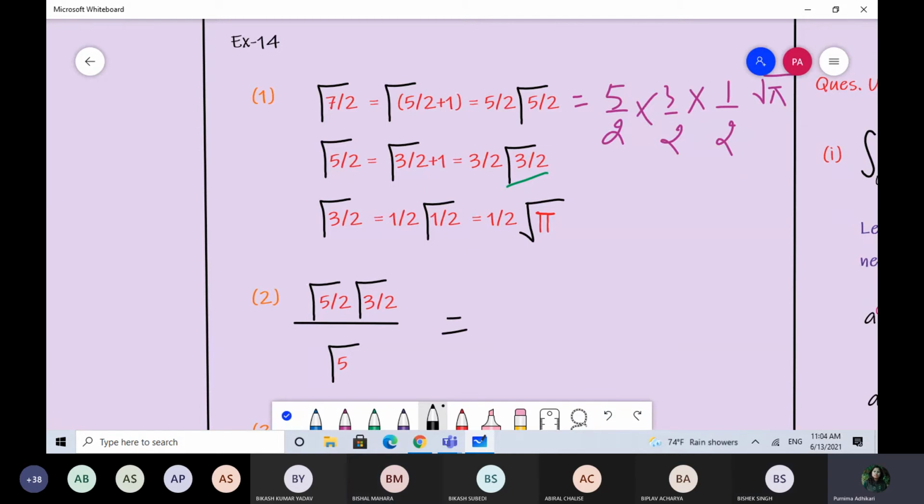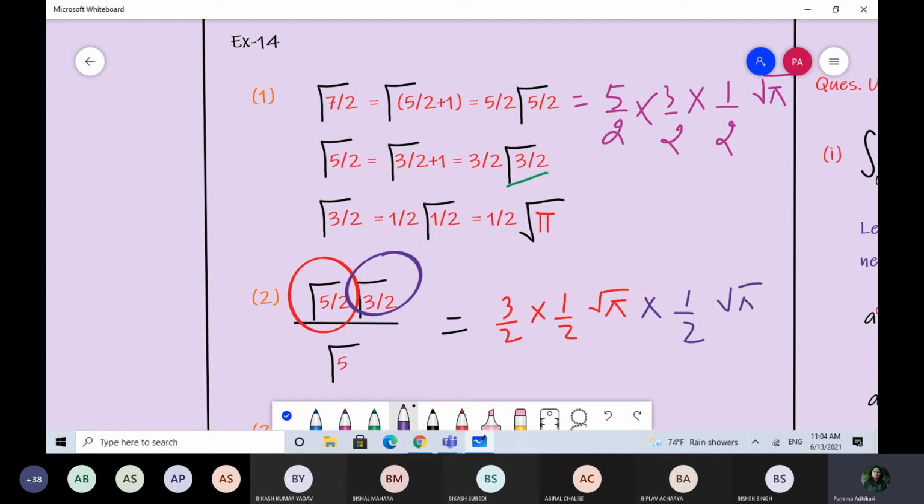What is gamma 5/2? Gamma 5/2 is 3/2 into 1/2 root pi, into, let's write down the value of gamma 3/2 using a different color. What is gamma 3/2? 1/2 root pi, divided by, what is 4 factorial? What is gamma 5? Can you tell me? 4 factorial. Very good.